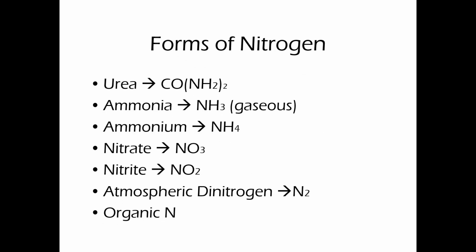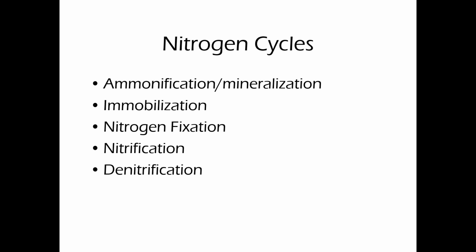What are the different forms of nitrogen in the atmosphere? We have urea, ammonia, ammonium, nitrate, nitrite, and also organic nitrogen. All these are the different forms of nitrogen available in the plants and animals. How are these different forms made available? By different processes, by different steps in the nitrogen cycle.